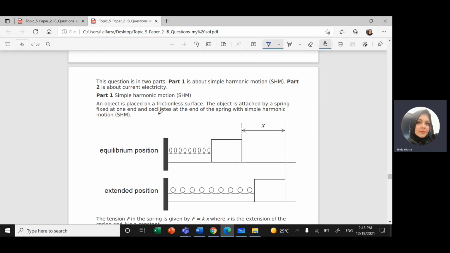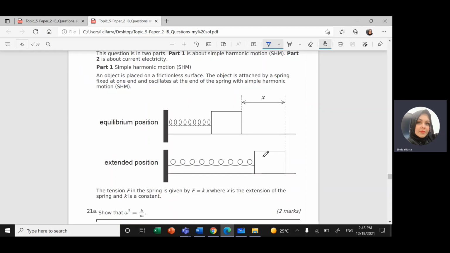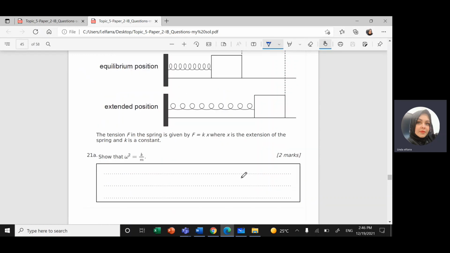An object is placed on a frictionless surface. The object is attached to a spring. So here we have a spring fixed at one end, and the object oscillates at the end of the spring with simple harmonic motion. Here is the equilibrium position, and when I place the object at a distance x, it starts going back and forth in simple harmonic motion.